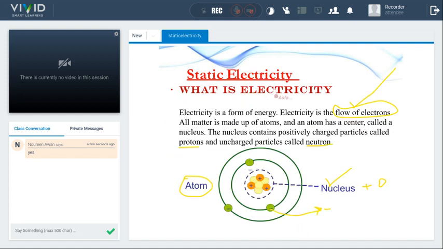And we get the concept of what electricity is: it is the flow of current, a flow of electrons. The flow of electrons is possible because every atom has electrons around the nucleus, and the nucleus is the center of the atom, which has protons and neutrons inside.